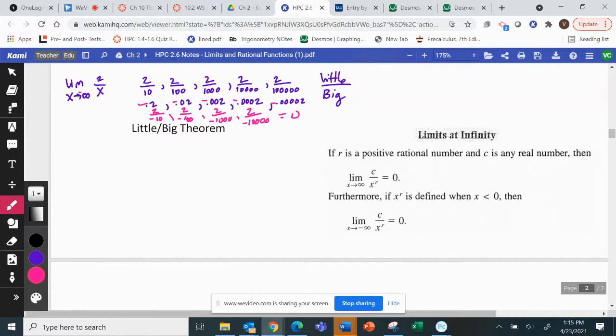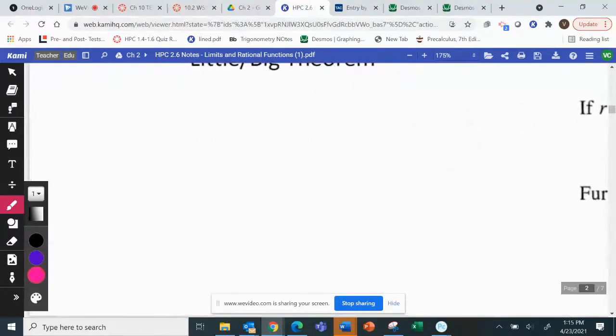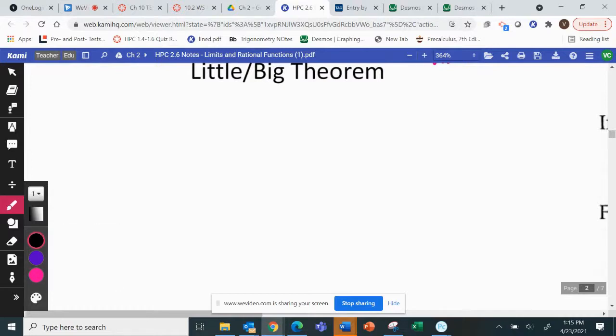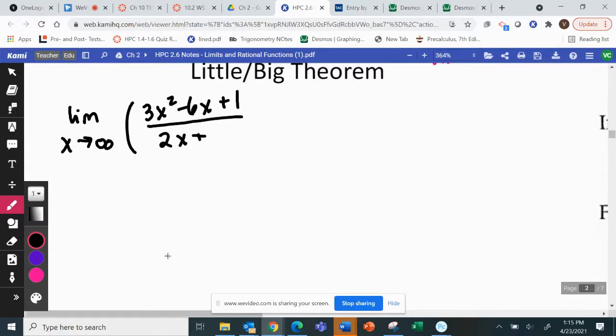Now, let me find my equation. The part I'm putting underneath there is an equation. Here it is. If I want to use this theorem, but it's not so obvious that it's a number over x. So I have the limit as x approaches infinity of 3x squared minus 6x plus 1 over 2x plus 9. Right now I can't really tell how to use the little over big.